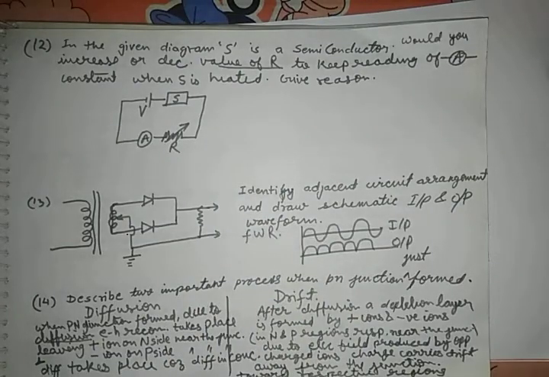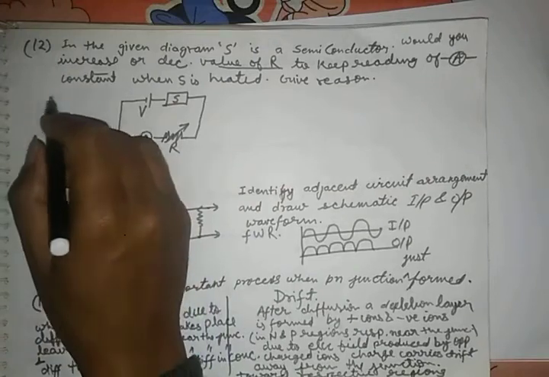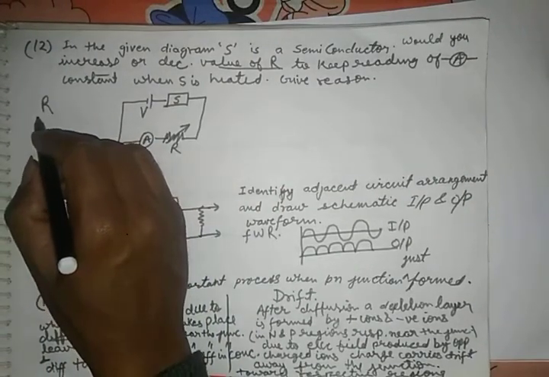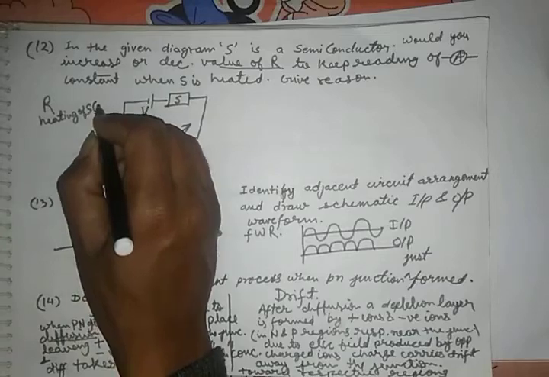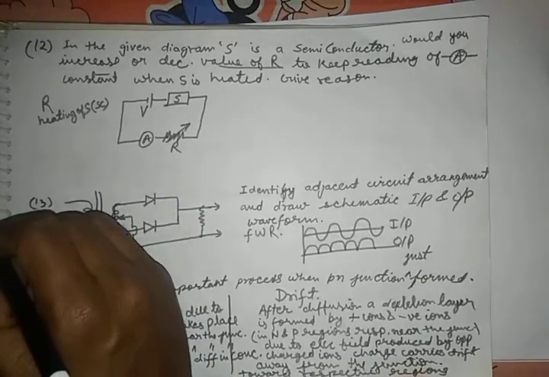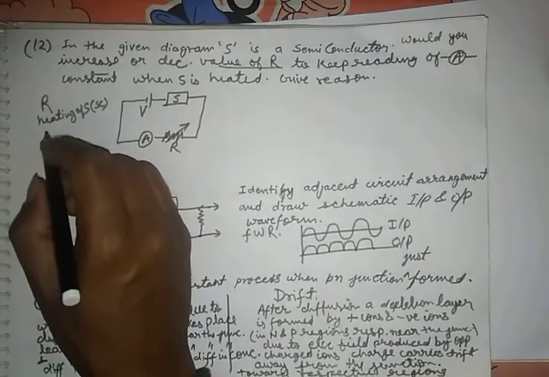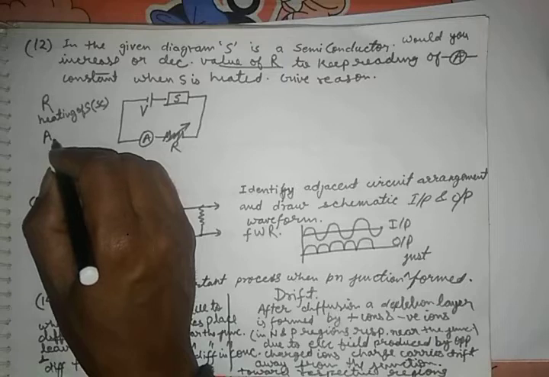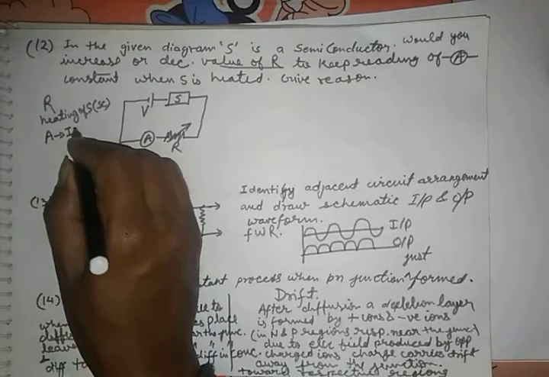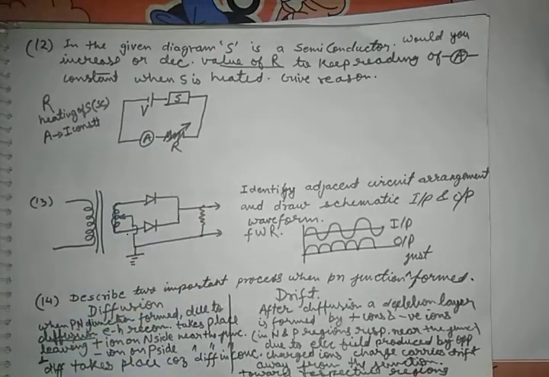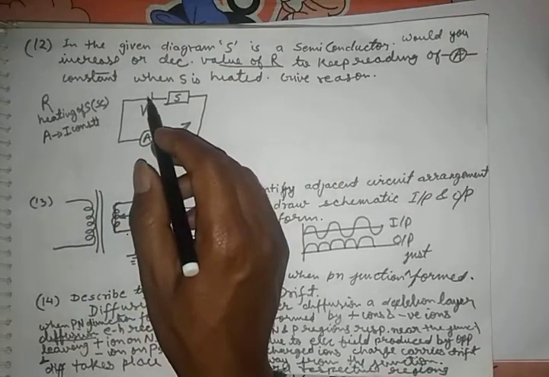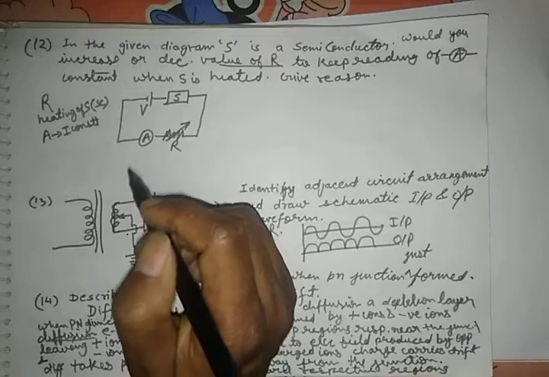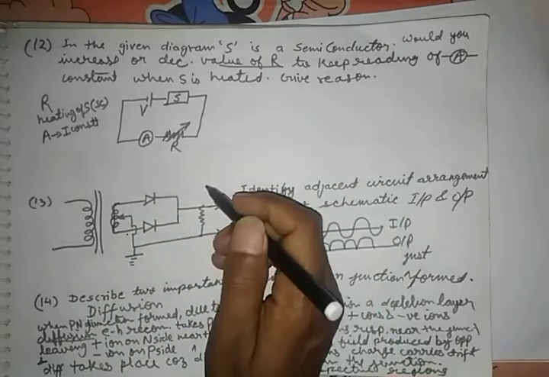So many things are there. There is a variable resistor. There is heating of S. S is a semiconductor, and there is an emitter, and we need to keep its current constant. Why should we keep its current constant? Isn't it constant? So first step, why is current not constant when it is being heated?